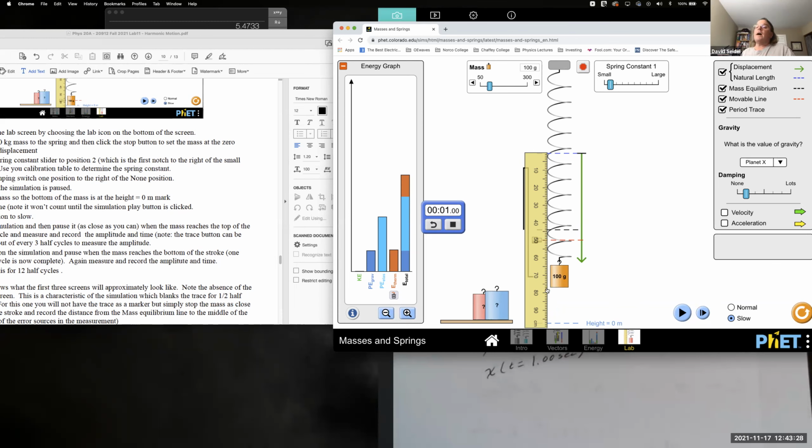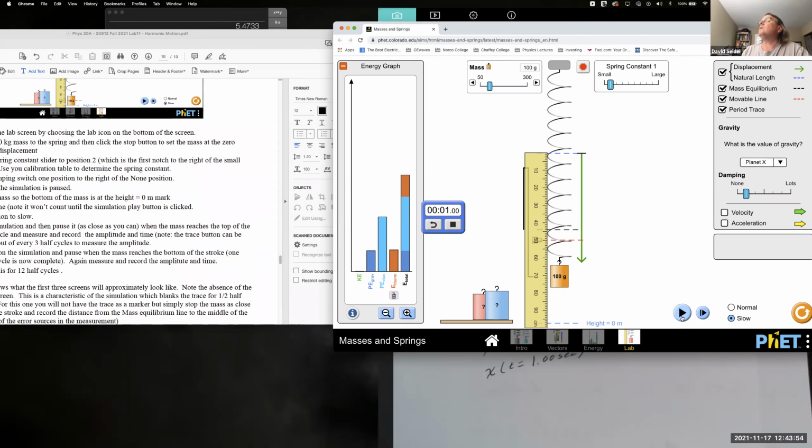Now, if you find that there's too much damping for that mass, go to a higher mass. Change your spring constant versus your damping. What you want to do is leave the damping in this position. Your job is to calculate the damping factor.